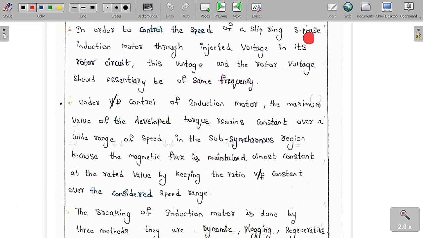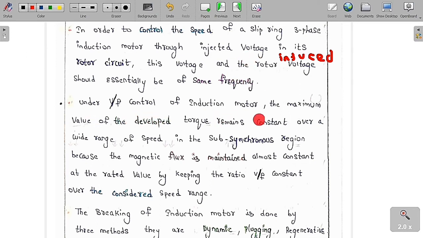In order to control the speed of a slip ring three-phase induction motor through injected voltage in this rotor circuit, this voltage and the rotor induced voltage should essentially be of the same frequency. So if you want to control the rotor speed of a slip ring induction motor, the injected voltage frequency and the rotor induced voltage frequency should be the same, then only we can control the rotor speed.